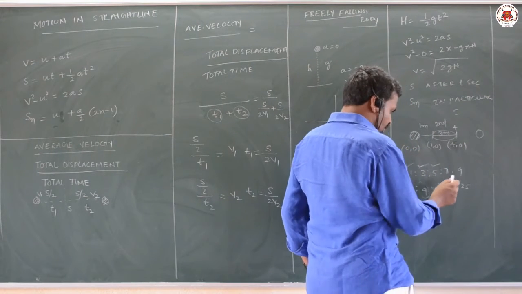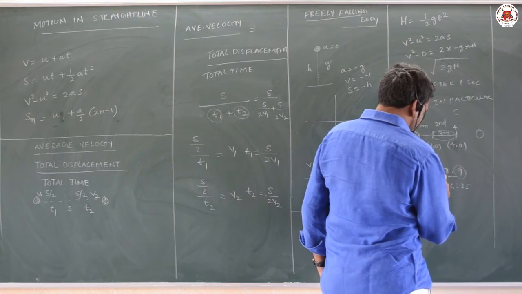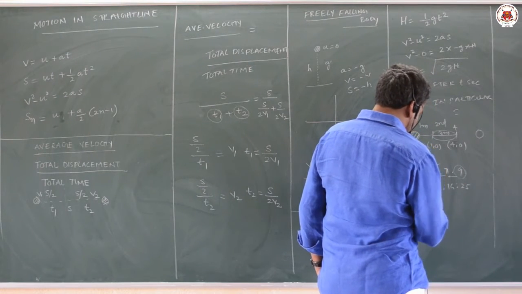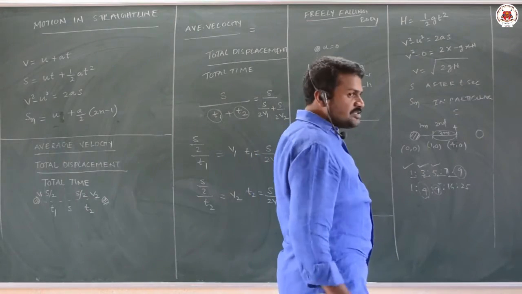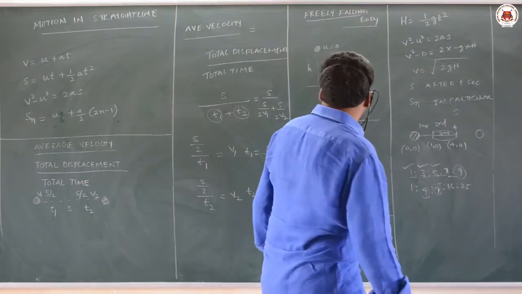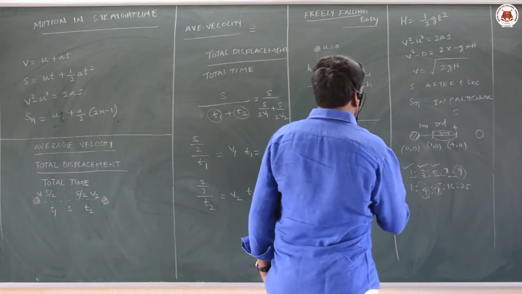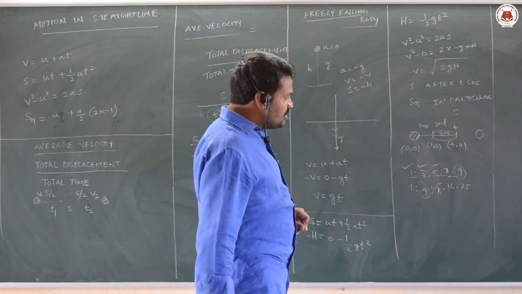If a body covers 9 meters in the last second, it has covered 7, 5, 3 and 1 before. You can observe here, each and every second the distance travelled is increasing, the displacement covered is increasing. The reason is velocity increases with time. Velocity of the freely falling body increases with time.